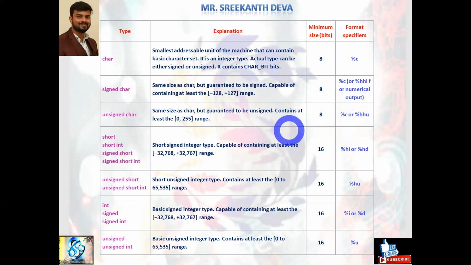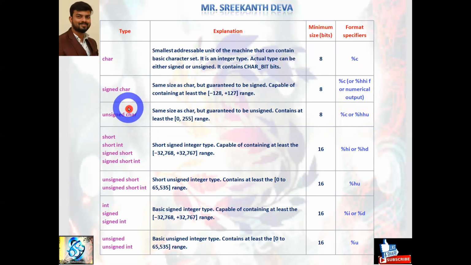It consists of what? CHAR_BIT bits. Character occupies 8 bits. 8 bits represents what? 1 byte of memory. What is the format specifier? Percentile c. See how to represent character data types in C programming. The format specifier is percentile c. Char occupies 1 byte of memory.